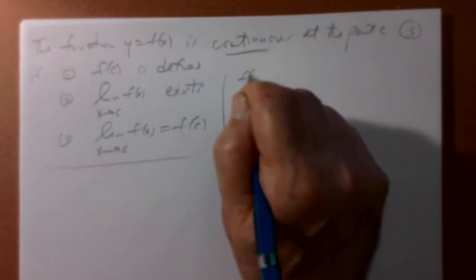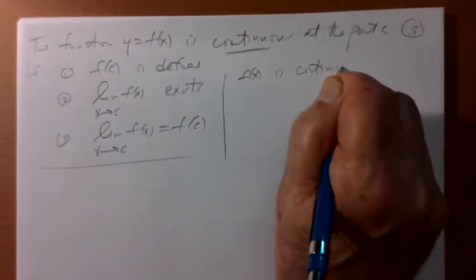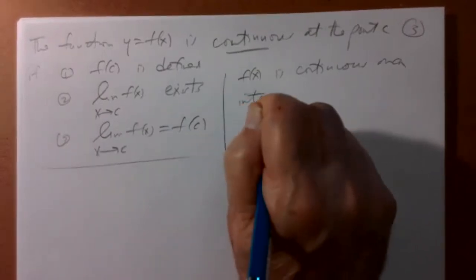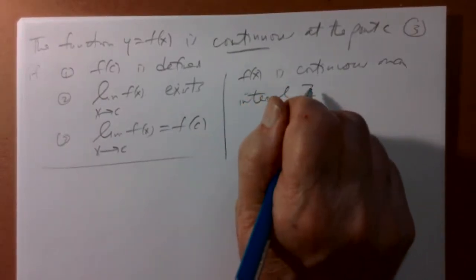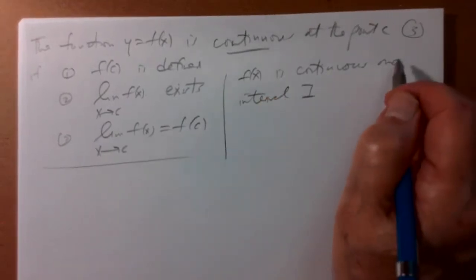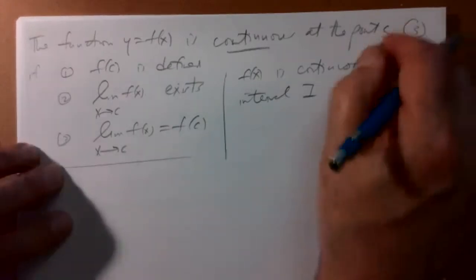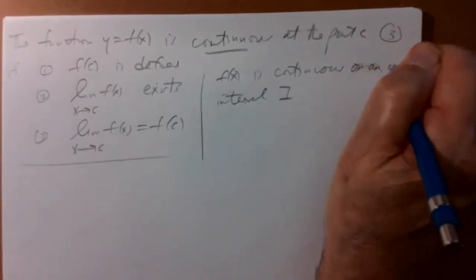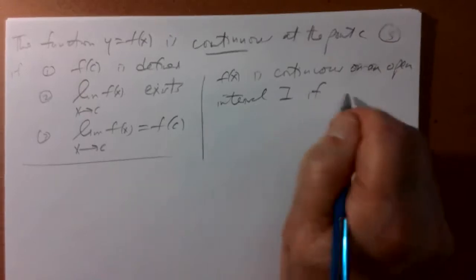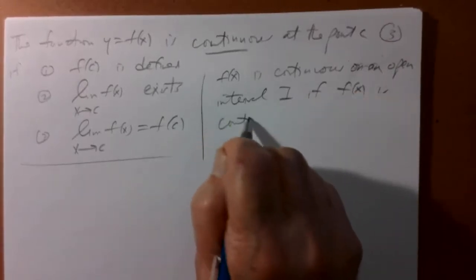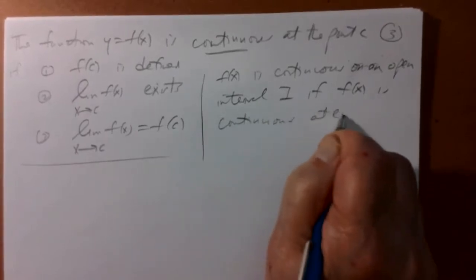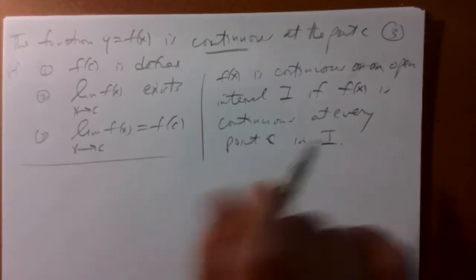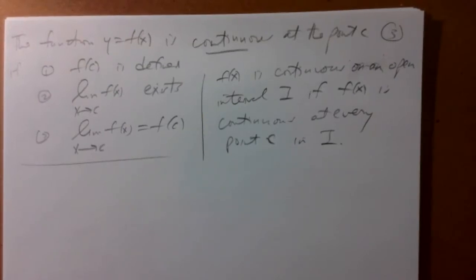And we say f of x is continuous on an open interval I if f of x is continuous at every point c in the interval.